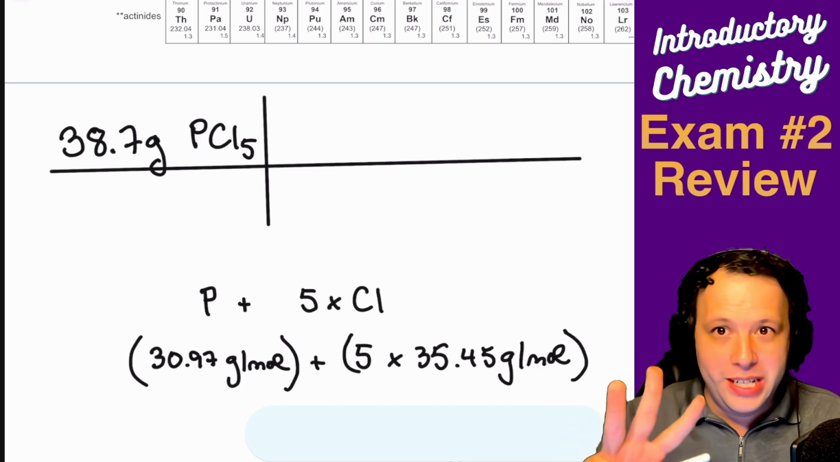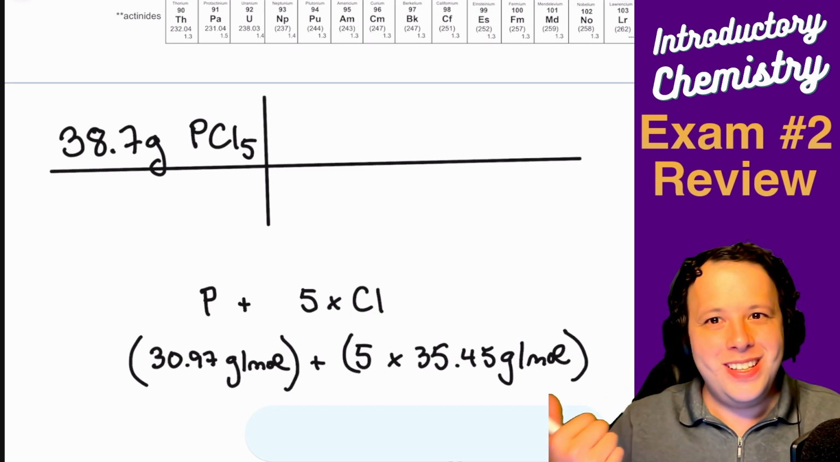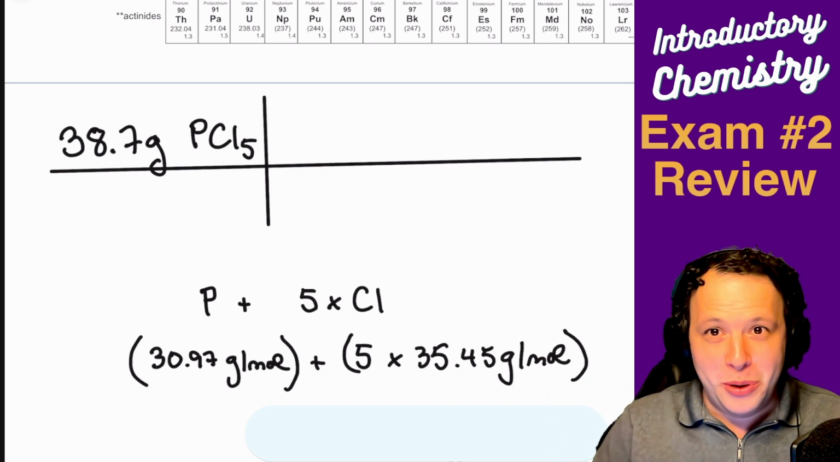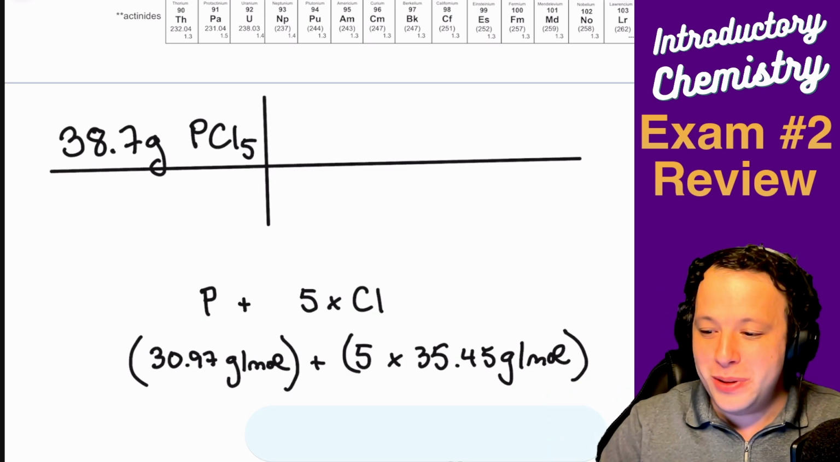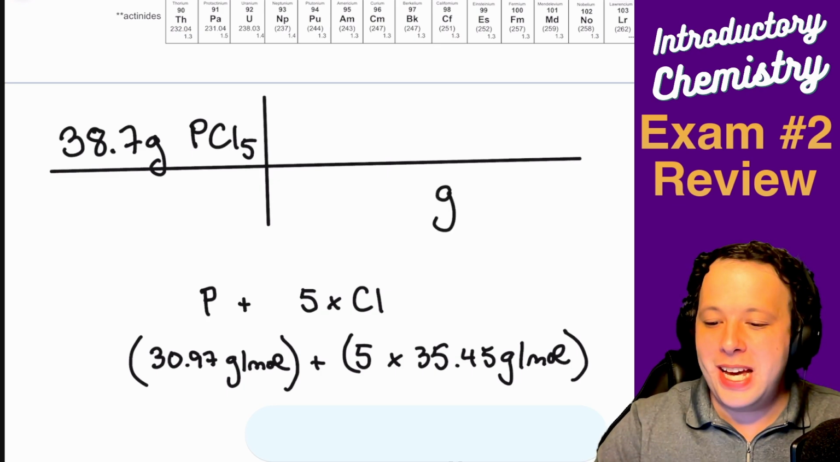So we have 3 conversions we can choose from. In this case, we're going to use molar mass to go from grams to moles. So we have to calculate our molar mass for PCl5.